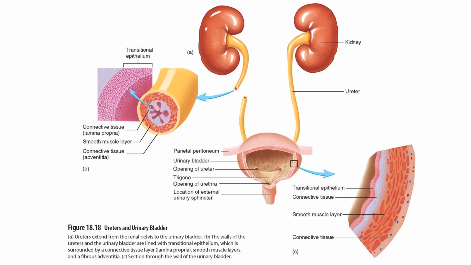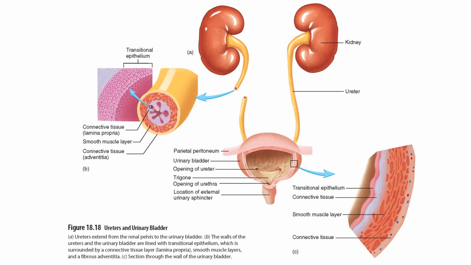Okay? And then here for your urinary bladder, outside of it, you have the parietal peritoneum. So this is the body of the urinary bladder. You have the opening of the ureter here. You have the trigone. As you see, bakit siya tinawag na trigone? Kasi yung shape niya ay parang funnel, triangular. And then opening of the urethra. And then of course, the location of the external urethral sphincter.